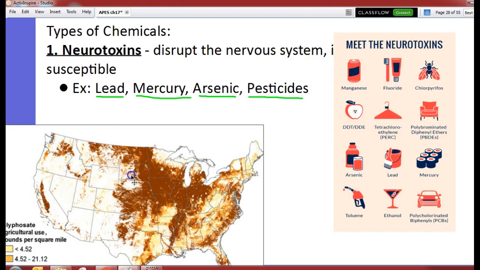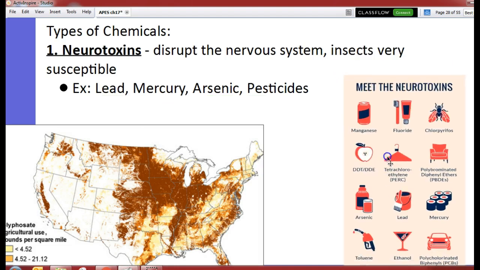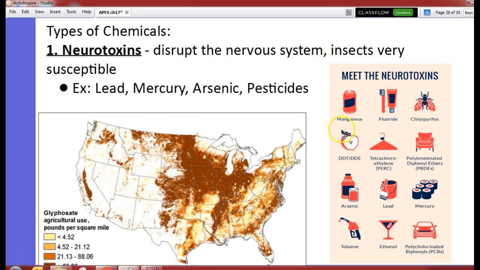You can also see from this list toluene, ethanol, right? You guys know what happens when you drink alcohol. It messes with your perception, your balance, your coordination. You start slurring your speech. That's all because it's affecting your nervous system, okay? Lead, polybrominated ethers. These are the fire retardants that they talked about putting in pillows. And then DDT, remember that was with the bald eagles, right? They sprayed this on the farmer's field and it got into the fish. So all these are neurotoxins.